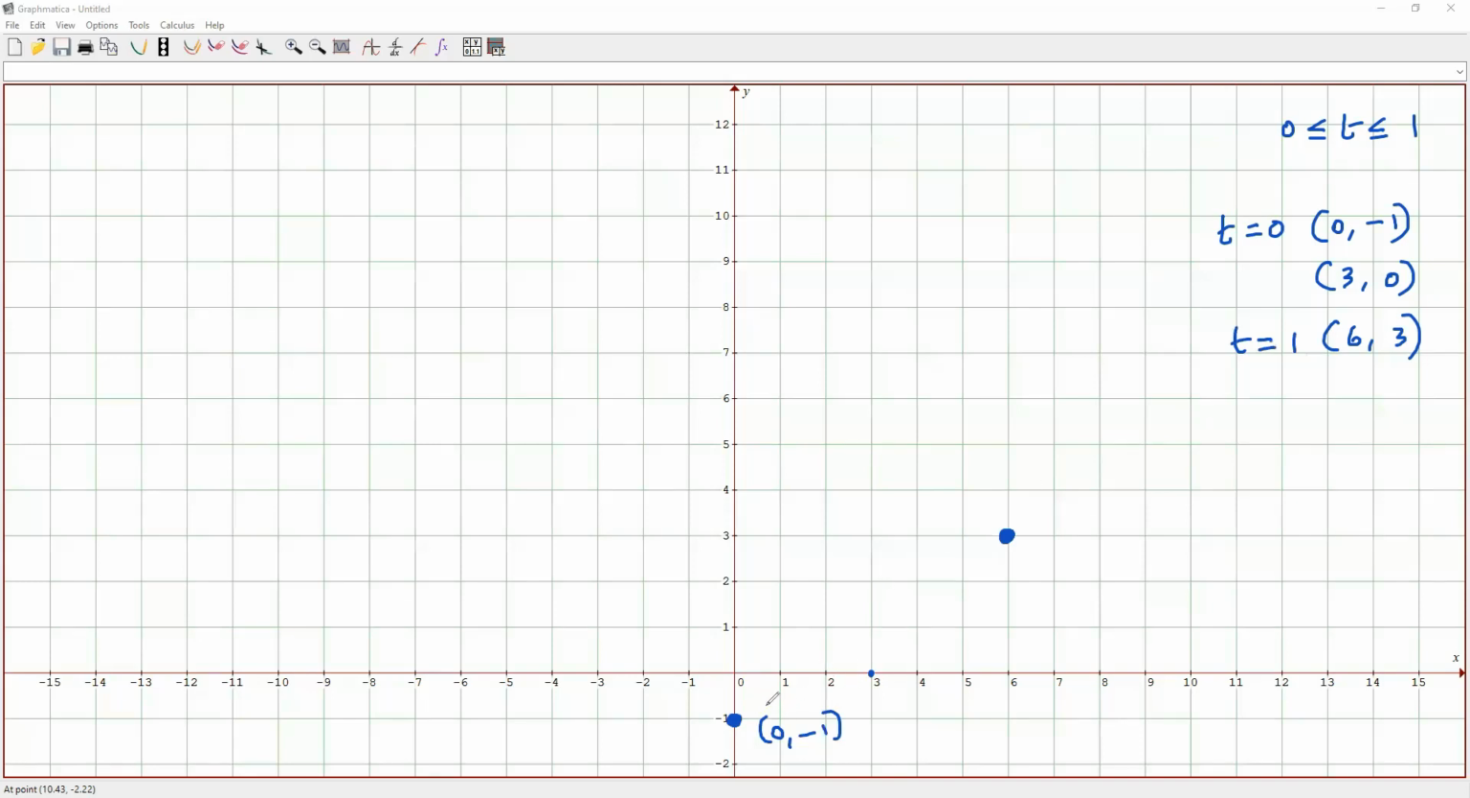So now we have to draw a freehand curve through the 3 points. We can start from 0, comma negative 1, and we reach 3, comma 0. And finally, we reach 6, comma 3. So here the starting point is 0, comma negative 1. From 0, comma negative 1 we move to 3, comma 0. And then from 3, comma 0, we move to 6, comma 3. You have to indicate the direction because there is an instruction in the question, indicate the orientation of the curve. That is, we have to show the direction of the curve.